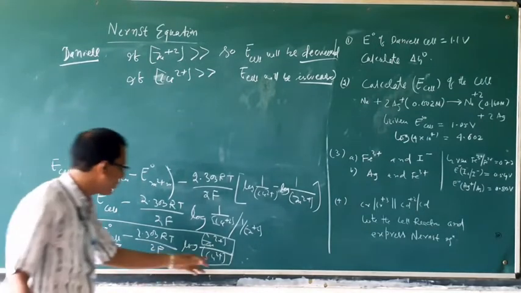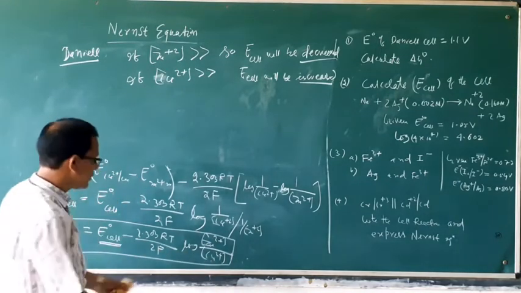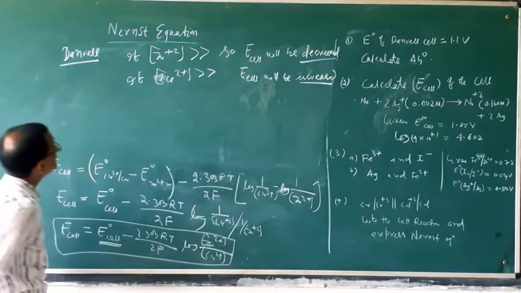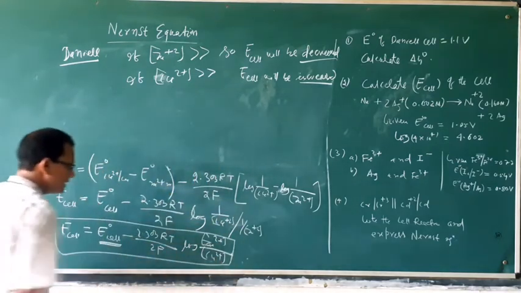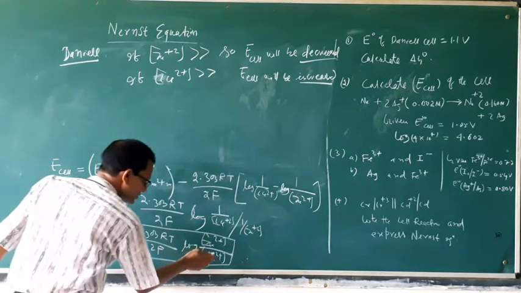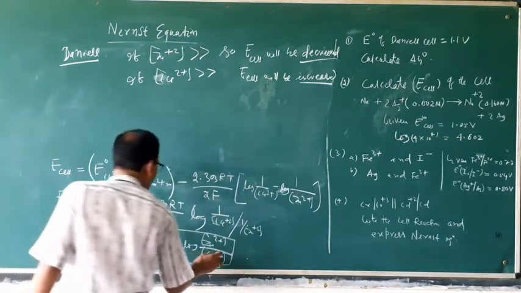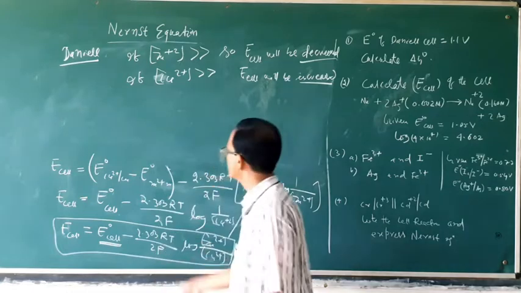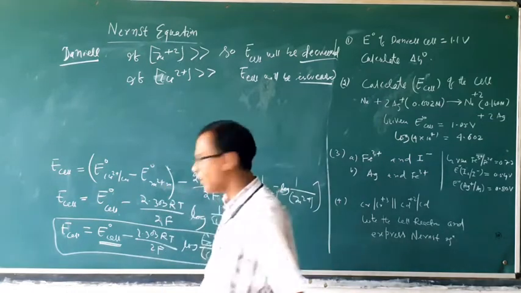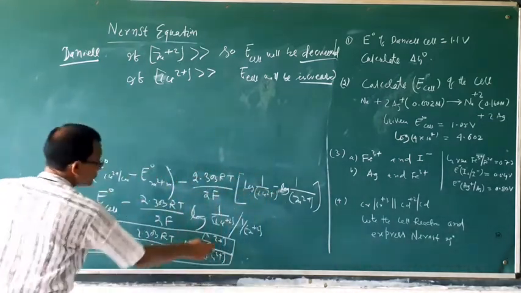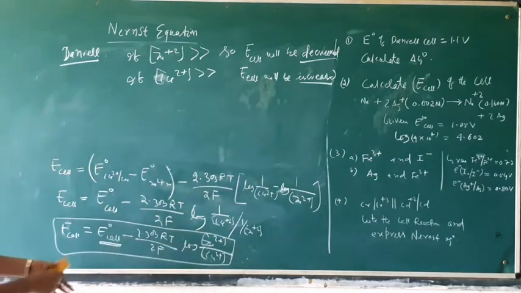Or when copper ion concentration is increased. If copper ion concentration increases, your cell potential will increase. If copper ion concentration decreases, then the value will increase and the cell potential will decrease, the opposite. So from this equation you can write how you can increase it.